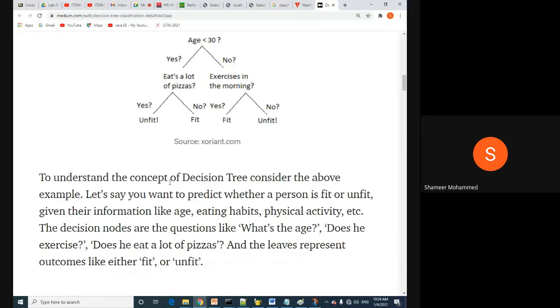See, this tree is considering what? You are predicting whether the person is fit or unfit based on the age, based on the eating habits, based on the exercise. So what is the age? Does he exercise? Does he eat a lot of pizza? So this will give you the node result. End result is you are fit or you are unfit. Decision tree.